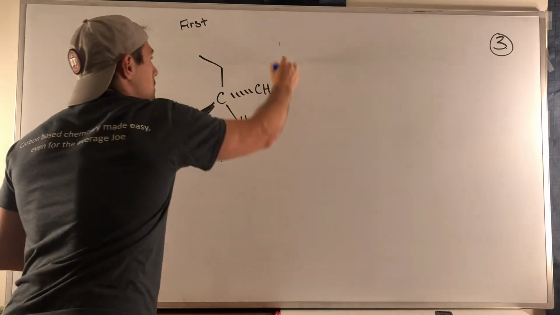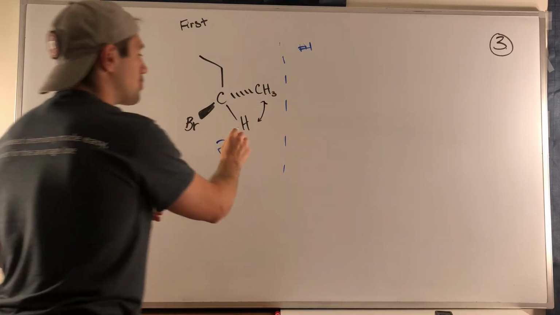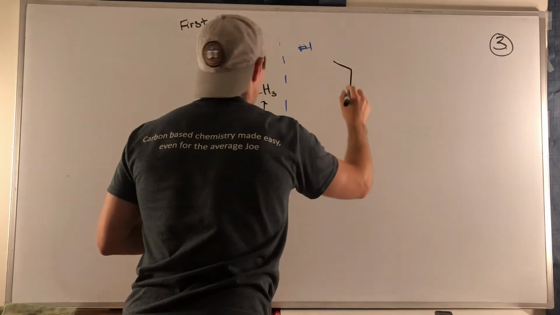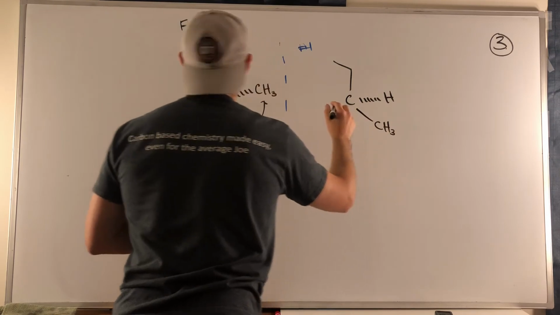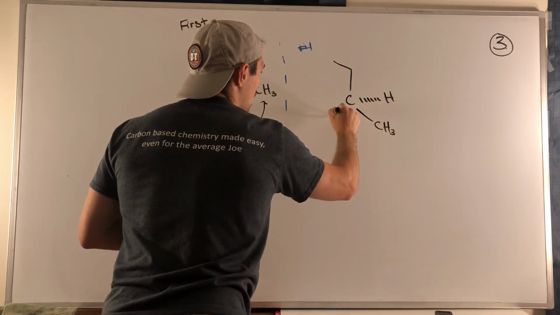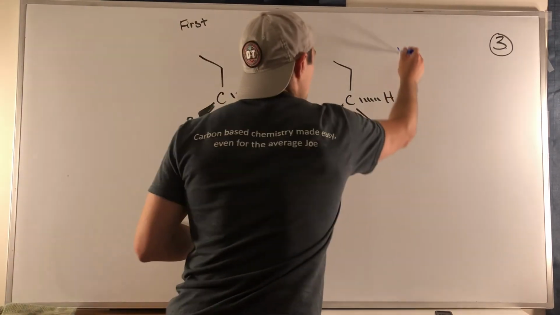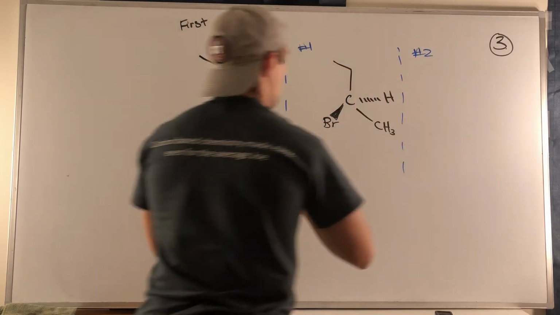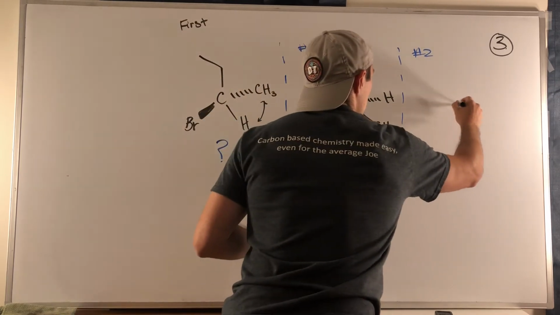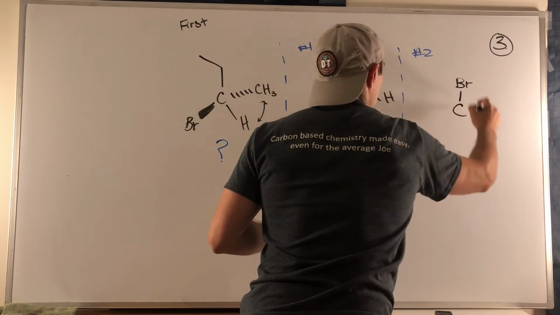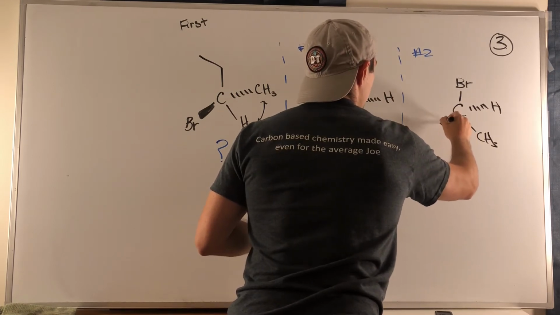So what we'll do is I'll do number 1. I'm going to swap these 2 because I want to get my lowest priority group facing away from me to make my life very easy. So now I've inverted my stereochemistry. We are currently at the opposite stereochemistry of what we originally had. So what I can go ahead and do is another switch. I'll swap the ethyl and the bromine. CH3, and have this ethyl group.